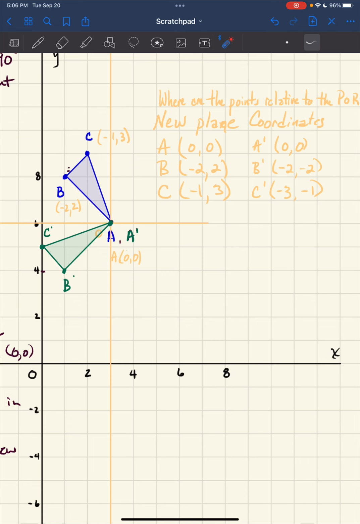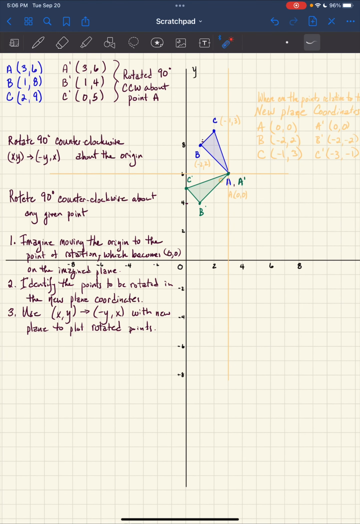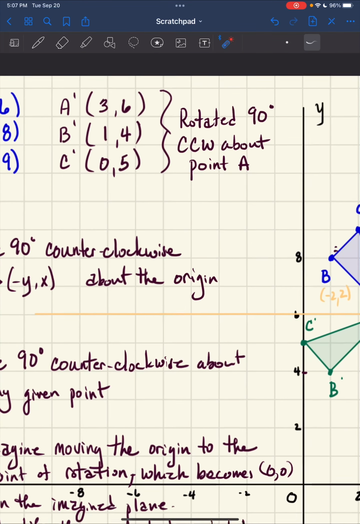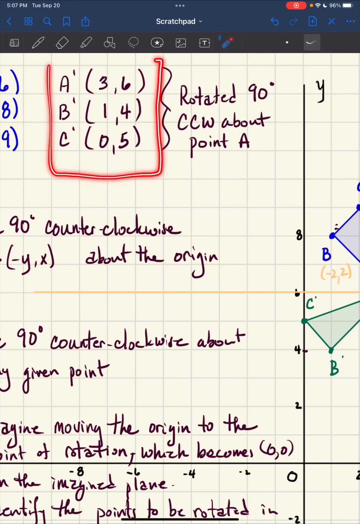Now we just need to name those points by their correct names, which would not be in the imaginary plane. Point A, or A prime, would still be the same as A, (3, 6). B prime would be (1, 4), and then C prime would be (0, 5). So these would be the points, and I think these are the points that we came up with last night.